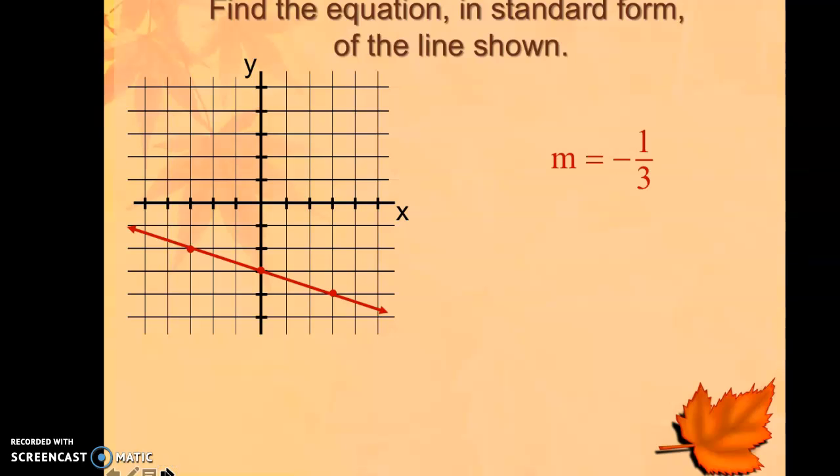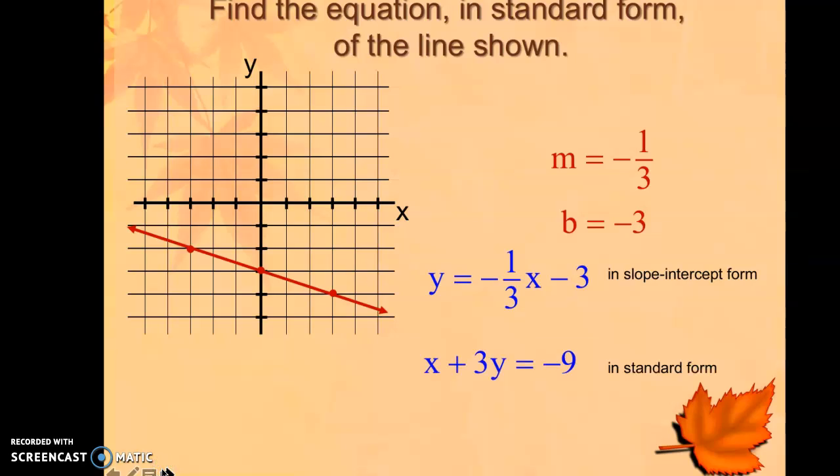M equals, the slope is negative 1 over 3. Why is that? Because we went down 1, or negative 1, and then positive 3, so negative 1 over 3. b equals negative 3, the y-intercept. There it is in slope-intercept form. So do this on your own. Pause and put it in standard form. x plus 3y equals negative 9. Is that what you got?